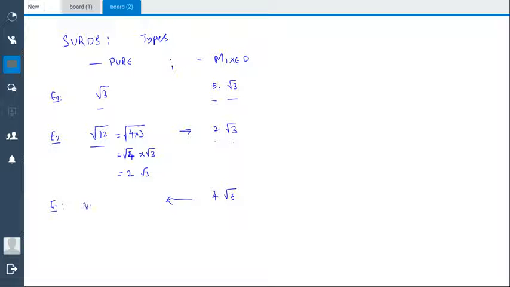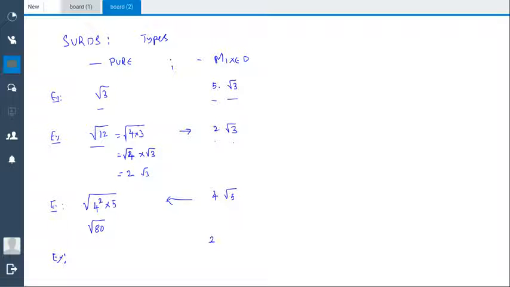How to do this here? I want to send this 4 also into the square root. How will it come? 4 square into 5. When 4 goes into it, it will become 4 square. So how much is this? 4 square is 16. 16 into 5 is 80. You understood or not? So that means they are interchangeable.